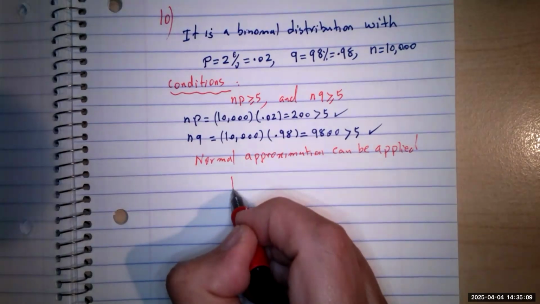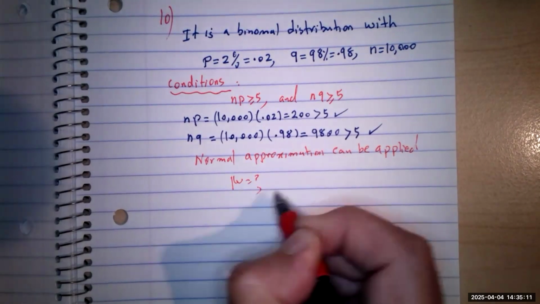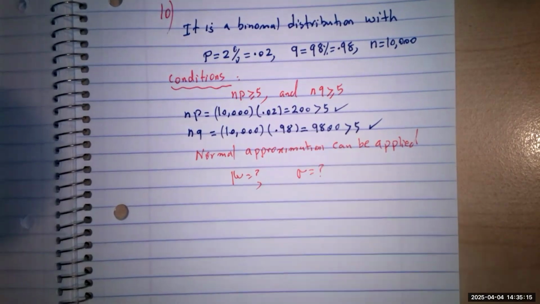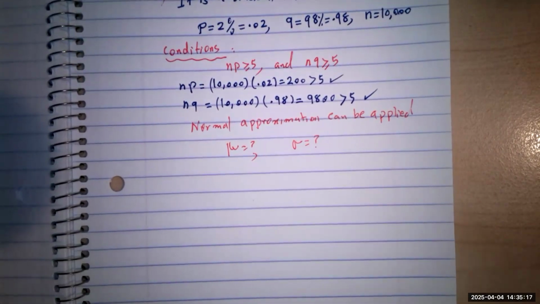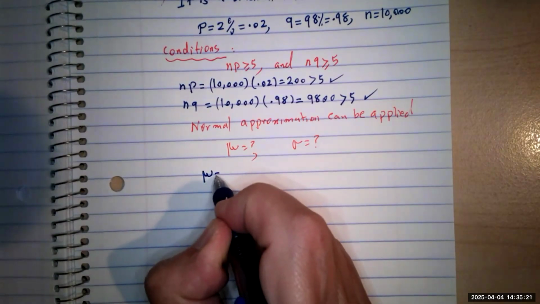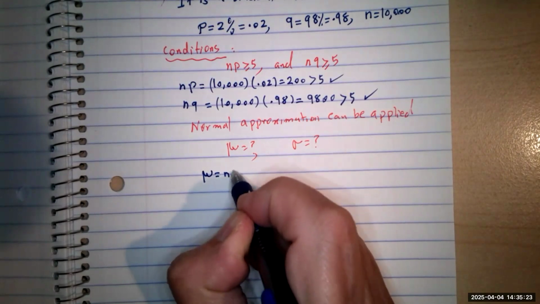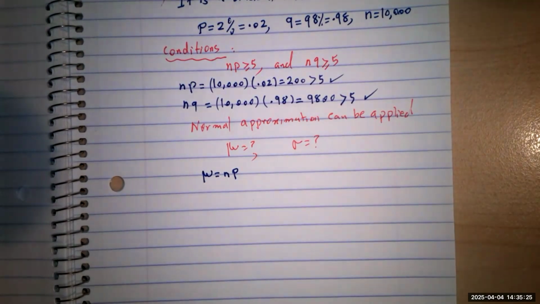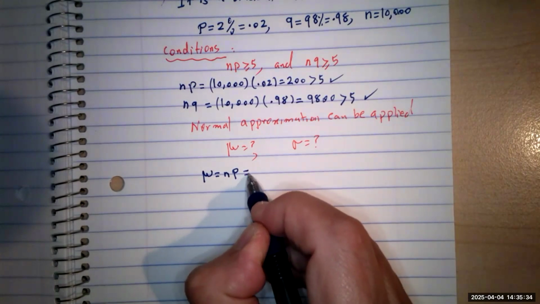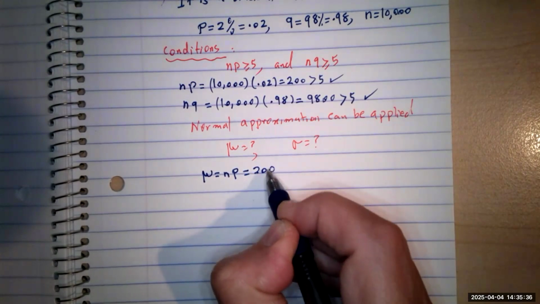But what is the mu? And what is the sigma? So we have to find it. We are in the case of the binomial, so the mu is going to be n times p. We already got this one. It's 200.